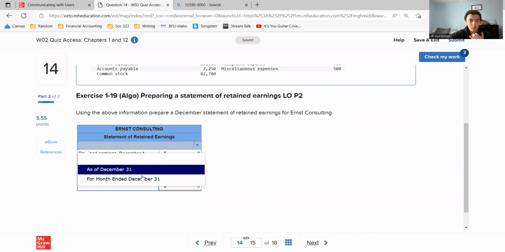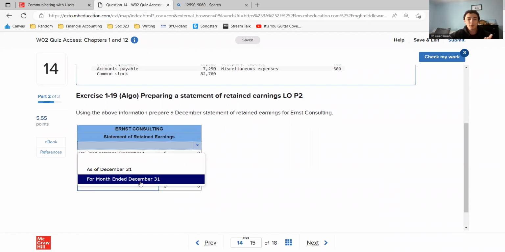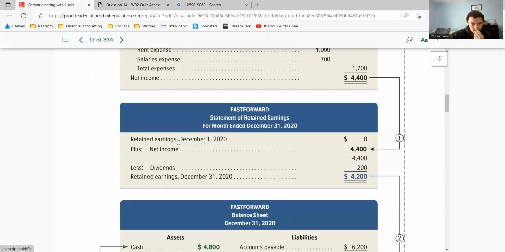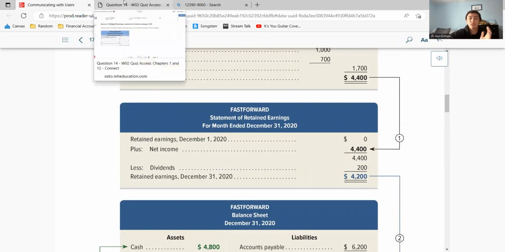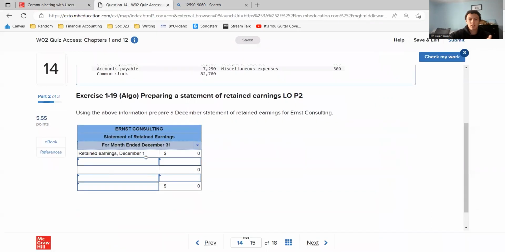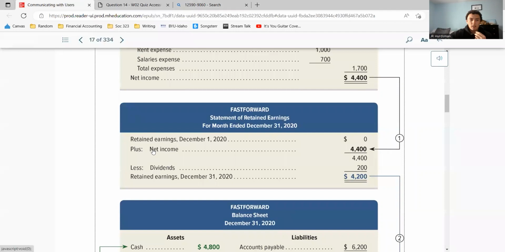And so came over here. It's like obviously it's not the first one because it's a period of time, so it's gotta be for a month ended December 31st. And then I went back to the book. I was like, all right, what do I need now? And so it says retained earnings December 1st. So that's the beginning of the time period of retained earnings. And we actually already have that here, so we're good. And then we need a plus and a less.